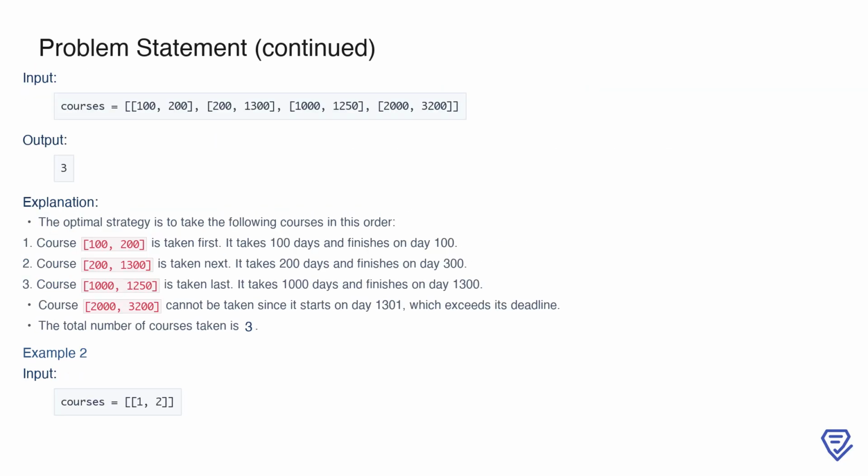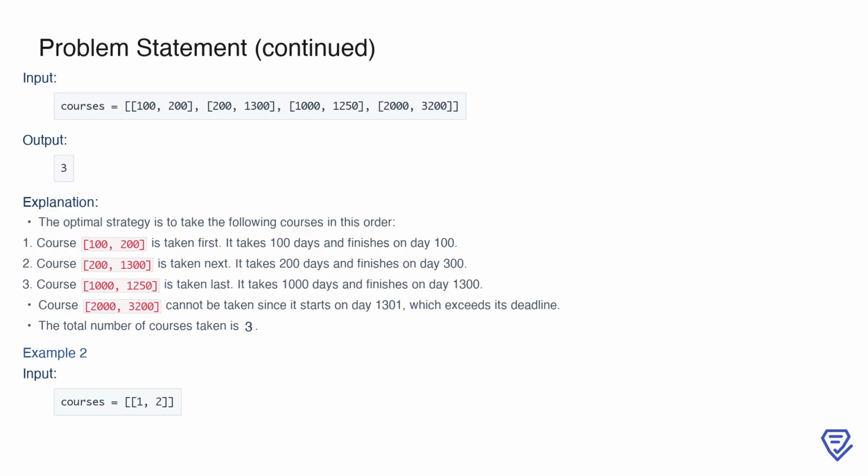To clarify this problem further, let's consider an example. Suppose we are given 4 courses, defined as follows. The first course takes 100 days and must be completed by day 200, the second course takes 200 days and must be completed by day 1300, the third course takes 1000 days and must be completed by day 1250, and the fourth course takes 2000 days and must be completed by day 3200.